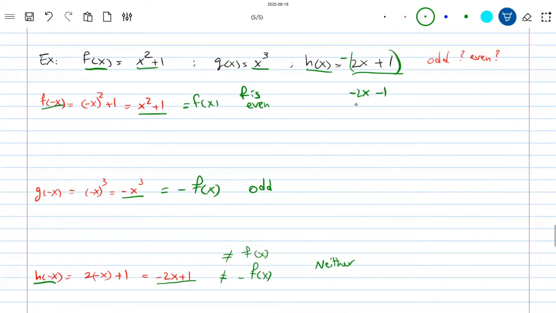Okay, so just make sure that you calculate the f of negative x or g of negative x, whatever that is. Compare it to the function. See, is it the same function? Is it the opposite of it, or maybe neither case?